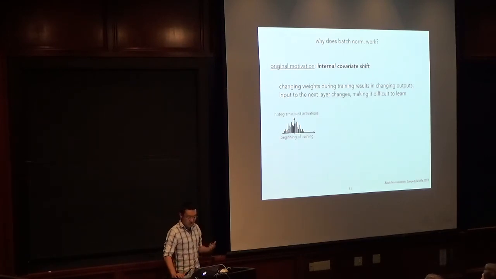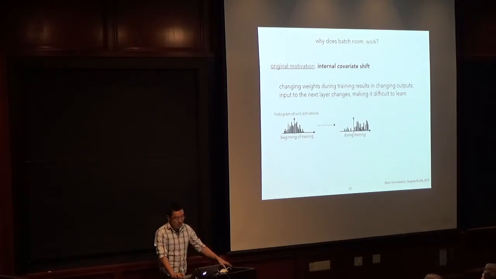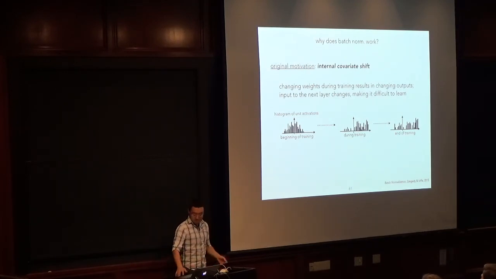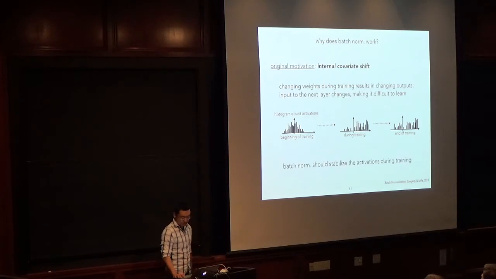So you could analyze this using the histogram of activations. So these are statistics of the input features to the next layer. So what batch norm does is it says, I'm just going to normalize this distribution to look the same every time.